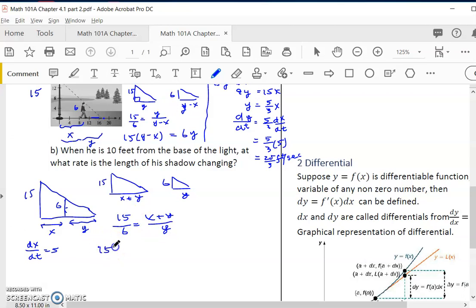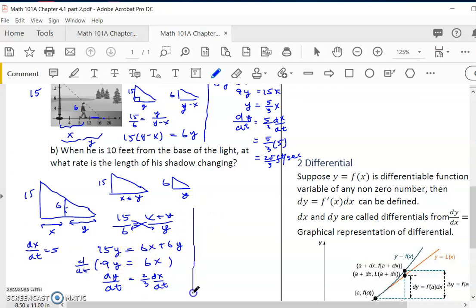So in this case, we have 15y equal to 6x plus 6y, using the cross multiplication. And then again, I move the y over. I have 9y equal to 6x. The other one had 9y equal to 15x, but this is 9y equal to 6x. So my dy/dt would equal 2 over 3 dx/dt, if I take d/dt on both sides.